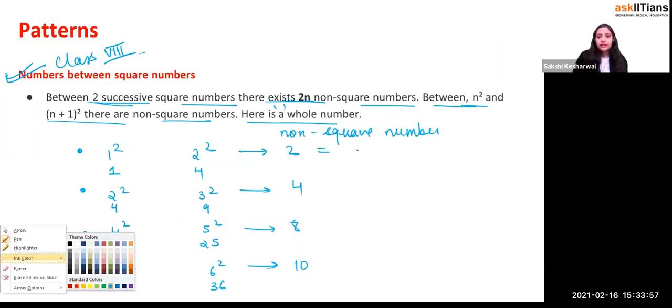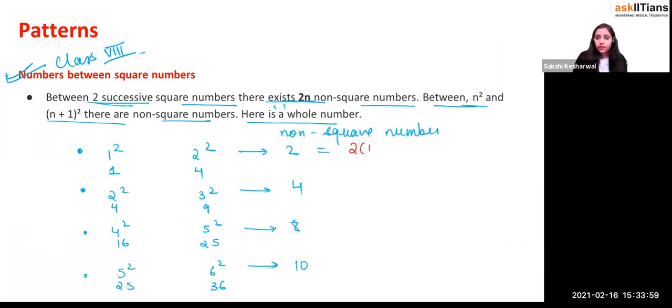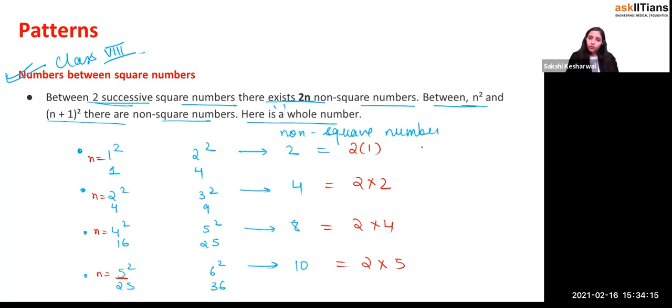So can I just say that this is written as, let me change color, just see, can I write this as 2 into 1, yes or no? Can I write this as 2 into 2? Can I write this as 2 into 4? And can I write this as 2 into 5? Yes or no? Here n is 1, 2, 4 and 5. So it is 2 into 1, 2 into 2, 2 into 4, 2 into 5.